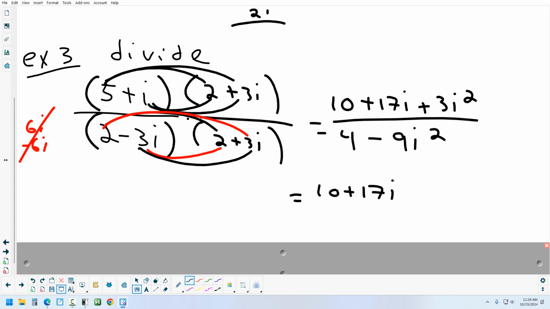i squared is really what number? So in the top, you have negative 1 times 3, which is how much? Negative 3. And in the bottom, you have 4 minus 9 times negative 1. Well, you're subtracting a negative, so those are going to cancel and become a positive. And what's 4 plus 9? 13.